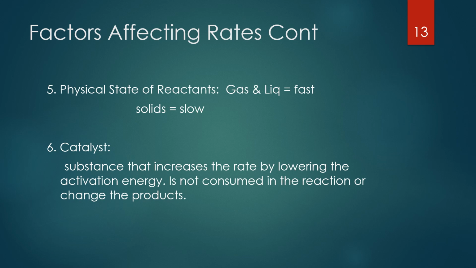The physical state of the reactants is also a factor. This is similar to when we were looking at the aqueous for Rule 1. So if you have gases and liquids, those happen very fast. Solids, very slow. This is just because in the gas and liquid phase, your molecules are moving. If they're moving, they're going to come in contact more often, and the probability of the reaction is higher.